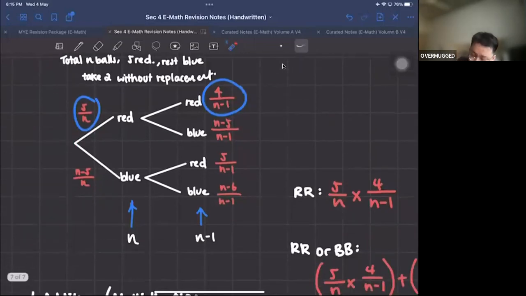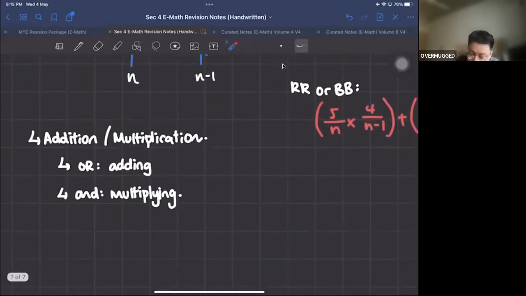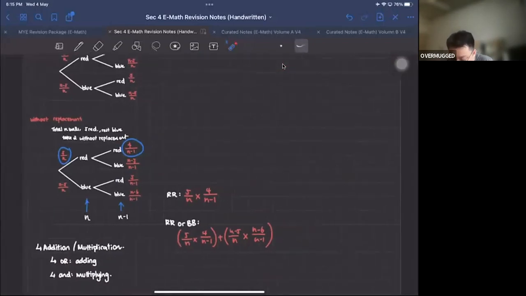So you can see from 5 over n, it becomes 4 over n minus 1. Why 4? Because from your red, you take out 1 red marble, so I'm left with 4. Why n minus 1? Because I take away 1 ball from all the n balls. And the last one, just down here, a simple one. When you're dealing with OR, you're always adding, and when dealing with AND, it's always multiplying. And we're done. That is the whole syllabus.